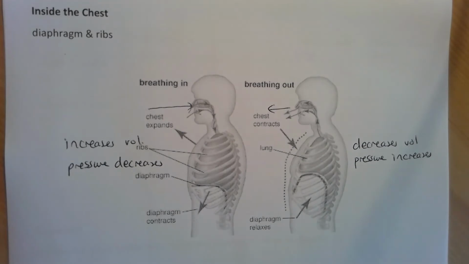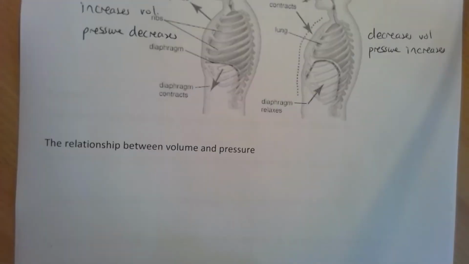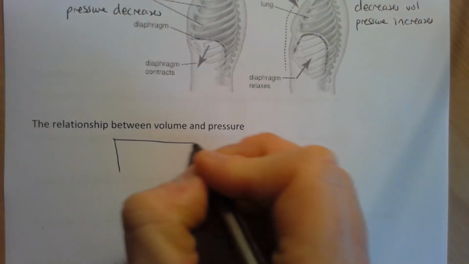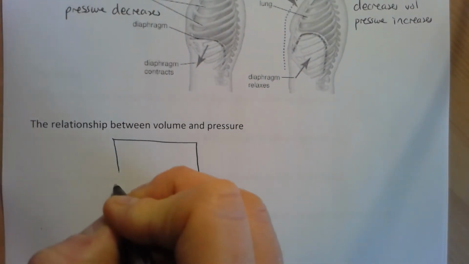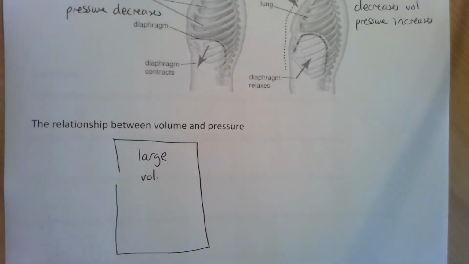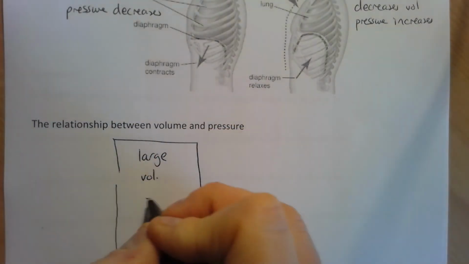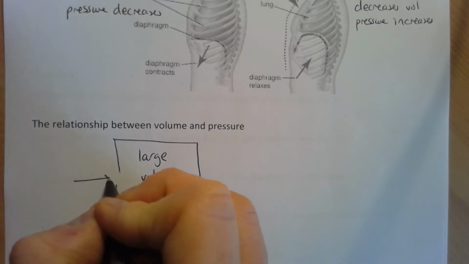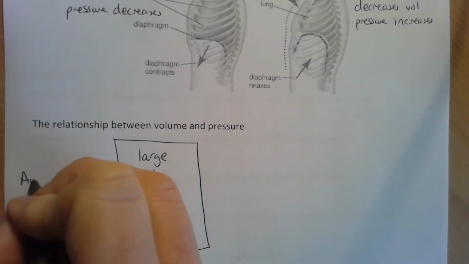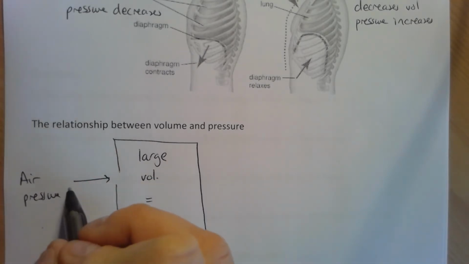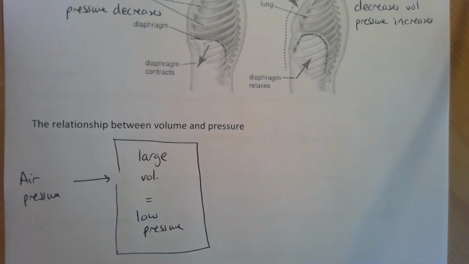So if I was going to summarise the relationship between volume and pressure here, I'll draw this box to represent a large volume. This is when we breathe in, which means that the pressure inside the lungs is lower, so the air pressure is higher outside than in, and air is forced into the lungs.